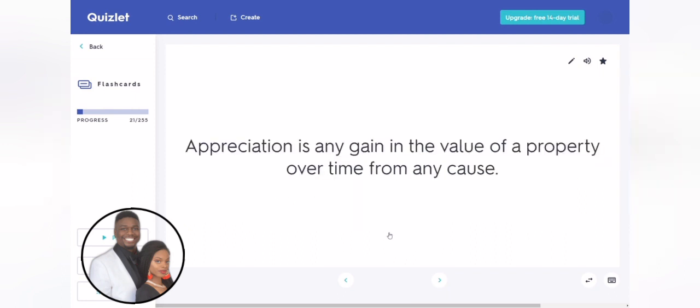Appreciation. Appreciation is any gain in value of a property over time from any cause.